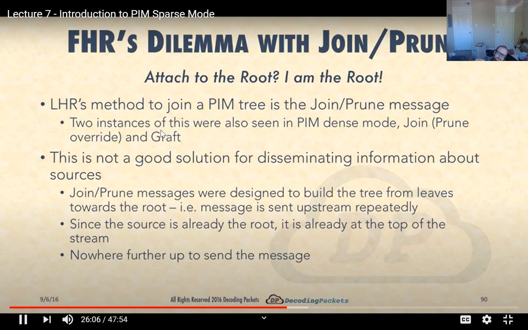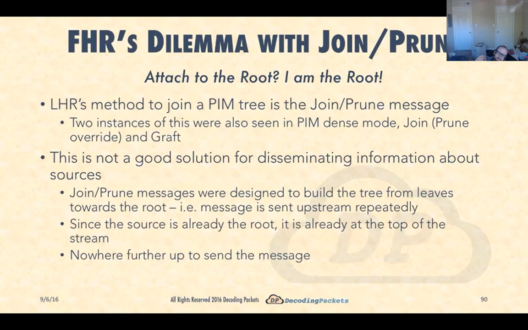Because this join group message was designed to build the tree from the leaves towards the root. The message is sent upstream. Well, where is the source? The source is always at the root. So that S,G tree, it is the LHR used to build that tree. So it is already at the downstream. There is nowhere further to send it out. So really, you will not be able to use the join message for this particular source signal.